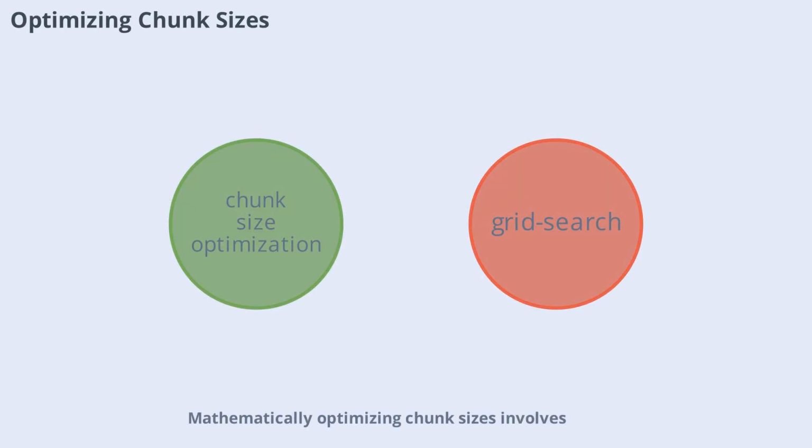Mathematically optimizing chunk sizes involves running a grid search validation workflow. By creating a synthetic evaluation dataset and testing various chunk sizes and overlaps, teams can calculate retrieval metrics like context recall and precision. The goal is to find the smallest chunk size that maximizes recall without sacrificing performance.